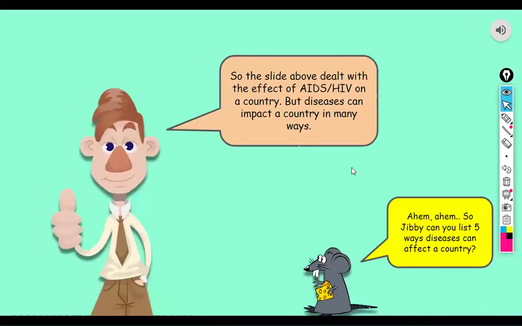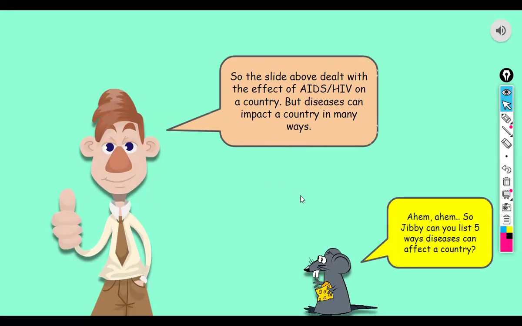All right, so Jimmy is here with us again to help us revise. The slide above dealt with the effects of HIV and AIDS on a country. But diseases can impact a country in many ways, right? In the last slide, it spoke about diseases affecting the economy, the amount of money coming into the country. But diseases can affect a country in plenty of other ways.